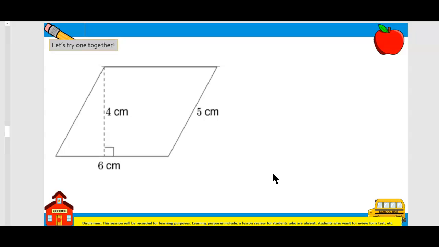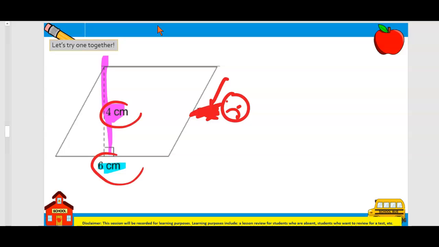Okay, which color are we going to use here? Base times height. We'll go blue for base, purple for height. And you are just a distractor. Don't bother me. Okay, we're going to use the 6 and the 4. 6 times 4 is 24 centimeters squared. If this were a centimeter squared, we get 24 of those, 1 centimeter by 1 centimeter.